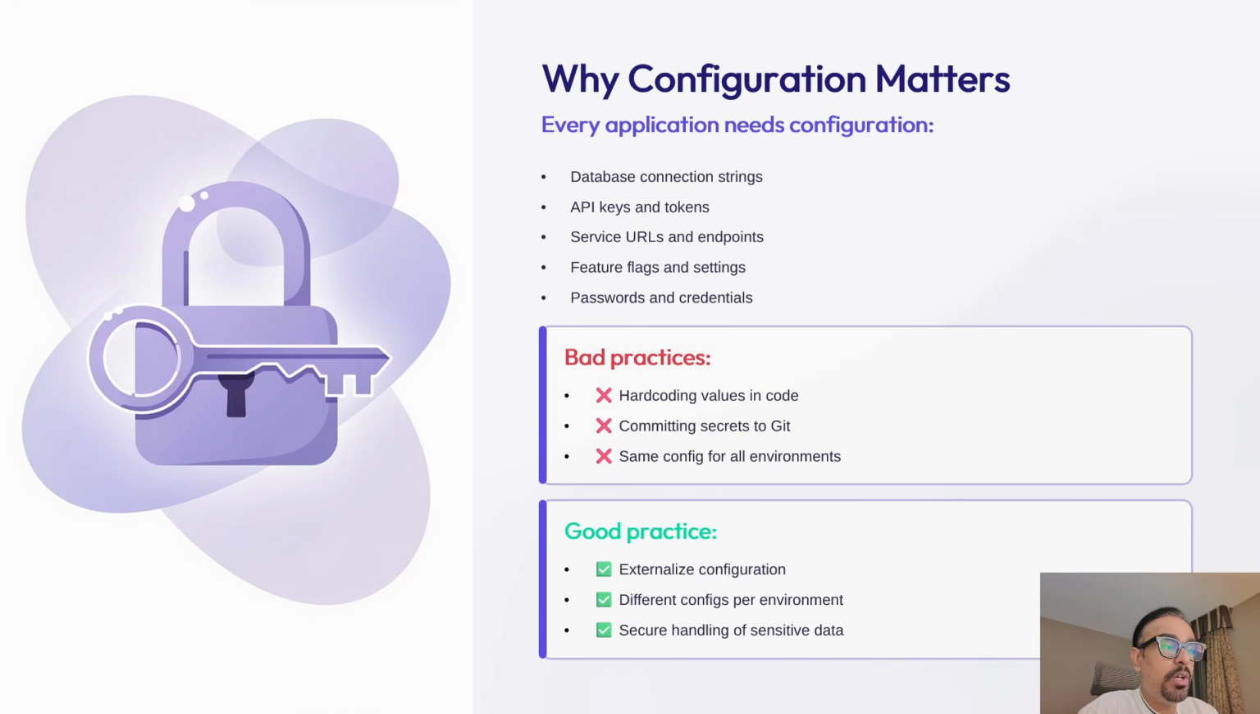So the right approach is to externalize configuration, meaning keep it separate from your code. Use different configurations for different environments. Development uses dev database credentials, production uses production credentials, and critically, handle sensitive data securely, never exposing it to the outer world unnecessarily. Docker provides mechanisms for this through environment variables and Docker secrets. So environment variables are the standard way to pass configuration to containers, making your application flexible and environment agnostic. Let's explore how to use them effectively and securely.